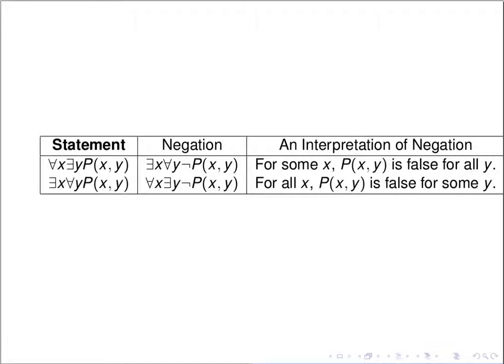On the other hand, if you have a statement like there exists x such that for all y, p of x,y is true, the negation of that would be for all x there exists y so that not p of x,y, which would mean for all x, p of x,y is false for some y. Okay, so it takes some practice to get used to using quantifiers and negating quantifiers. Hopefully this video will get you started on it.